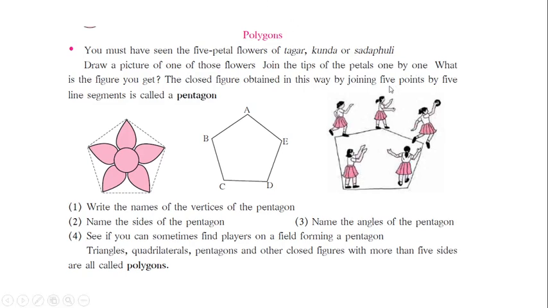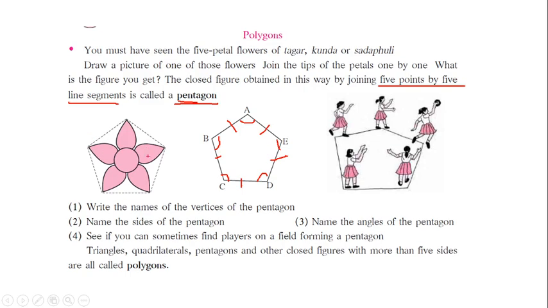So when 5 points and 5 line segments are joined to each other, it forms a pentagon. How to remember? Penta means 5. It has 5 arms or 5 line segments, as well as 5 angles. 1, 2, 3, 4 and this is the fifth angle. So when it has 5 sides and 5 angles, that closed figure is called a pentagon.